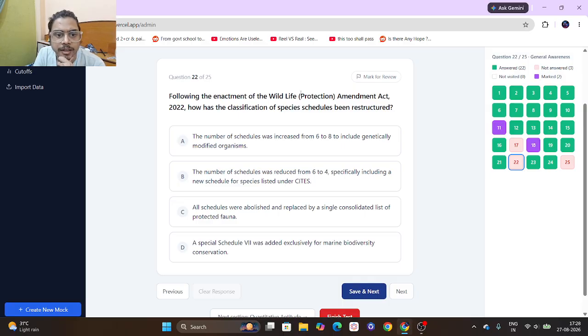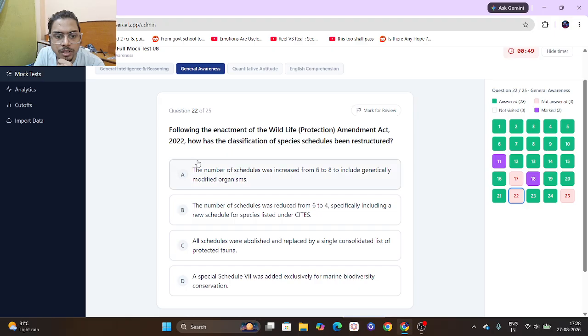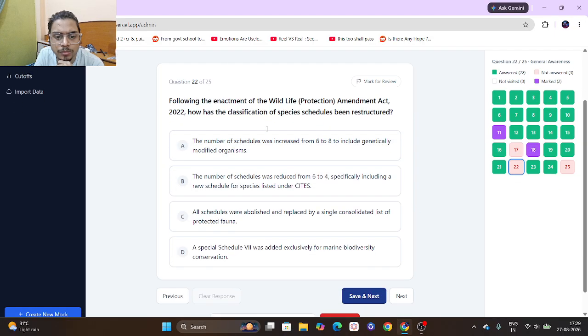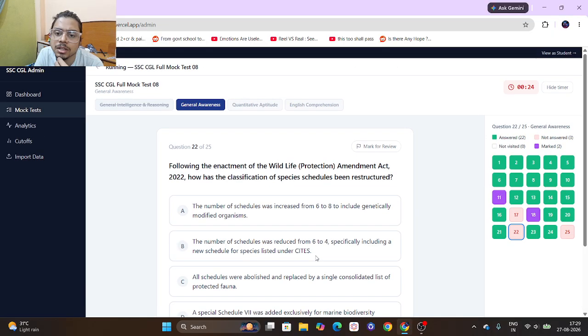Wildlife Protection Amendment Act. How has the classification of species schedules been restructured? The number of schedules has increased from 6 to 8, including genetically modified organisms. The number of schedules was reduced from 6 to 4, including a new schedule for species listed under CITES. All schedules are abolished and replaced by a single consolidated list of protected fauna. A special Schedule 7 was added exclusively for marine biodiversity.